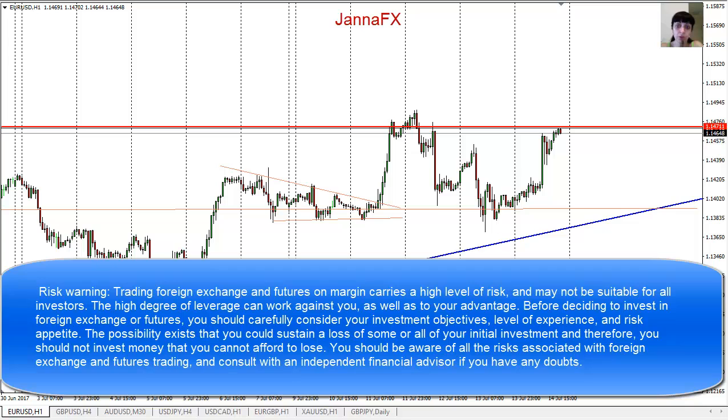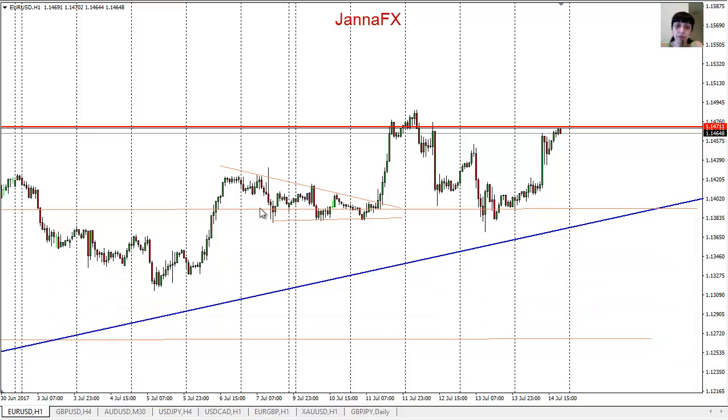So let's start with what happened this week and what I will be looking for next week. We'll start with euro dollar, and you can see this is the 1 hour chart. This is what we have this week, and let's go and have a look at the previous week.